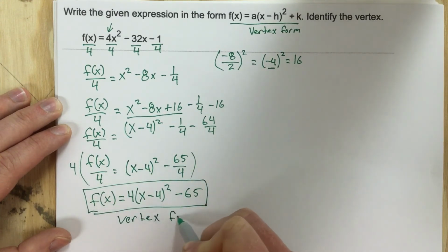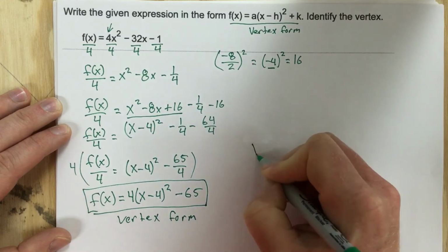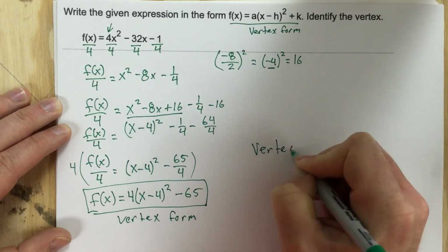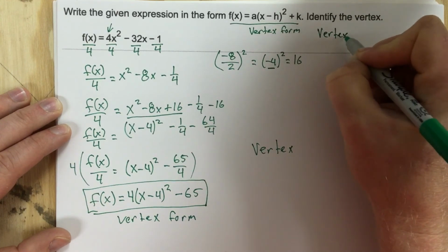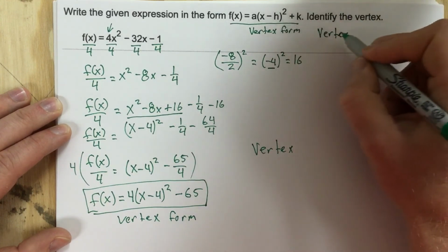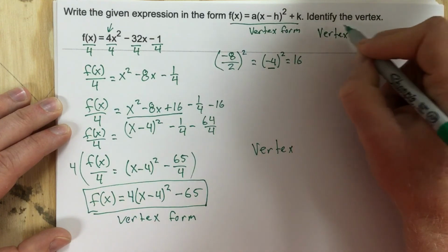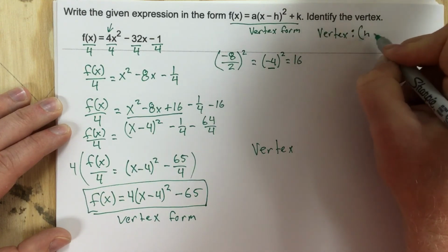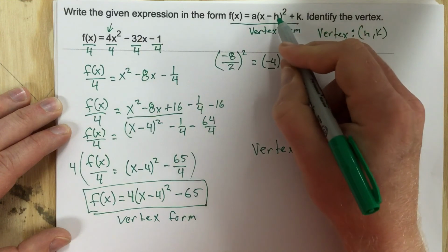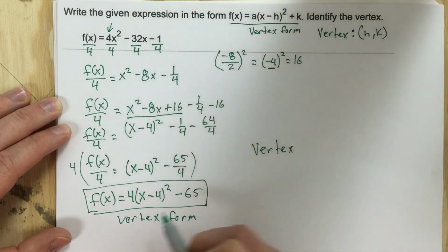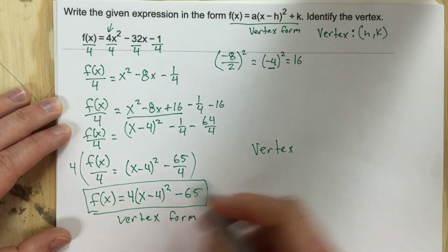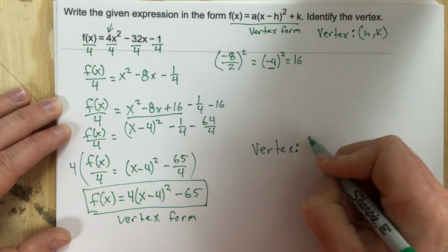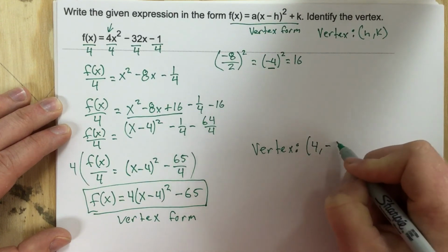They ask us for the vertex. So the vertex is (h, k) in the formula for vertex form. Notice that h is negative in the equation, so whatever I have written in here, I have to use the opposite sign. Because it says negative 4, I'm going to use the opposite sign. The vertex is actually (4, negative 65).